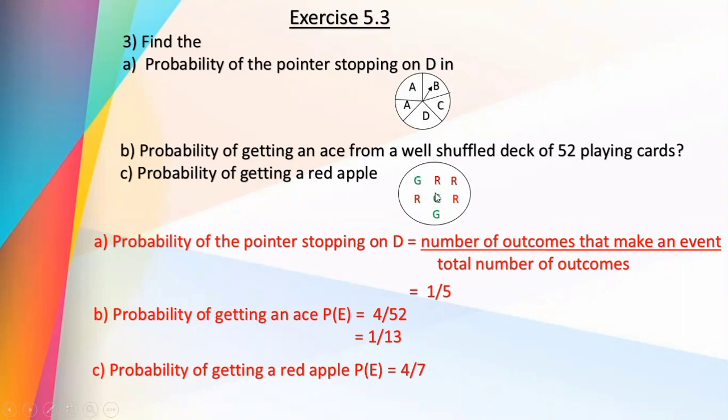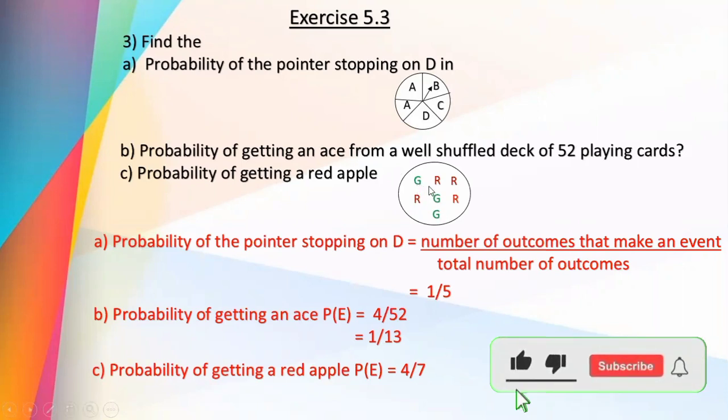Then probability of getting a green apple. How can we find it? Green apple is 3 only. So 3 divided by total number of outcomes, 7. So 3 by 7.